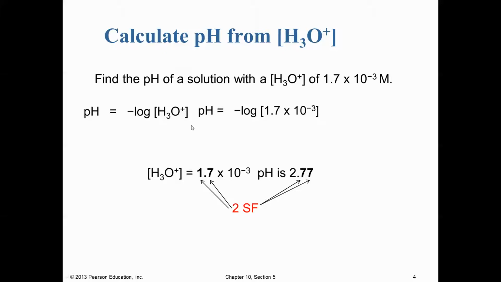And these slides here are a good place to check to make sure you're doing it correctly. So enter in negative log of this value right here. You might need to use parentheses or brackets to get it to work out properly with the scientific notation, and you should end up with the value of 2.77. And again, because this is known to 2 sig figs, we know this to 2 decimal places.